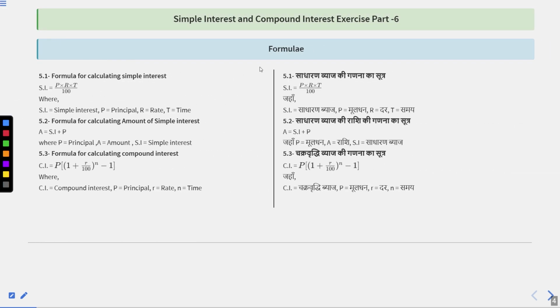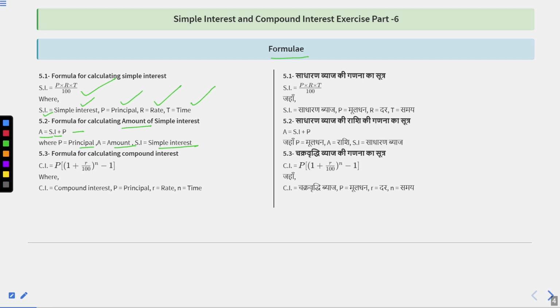Now first see the formulas related to simple interest and compound interest. First formula of simple interest, which is P into R into T upon 100. So SI represents simple interest, P represents principal, R represents the rate of interest and T represents the time. For calculating amount, it will be simple interest plus principal amount. So P again represents principal, A represents amount and SI represents simple interest.